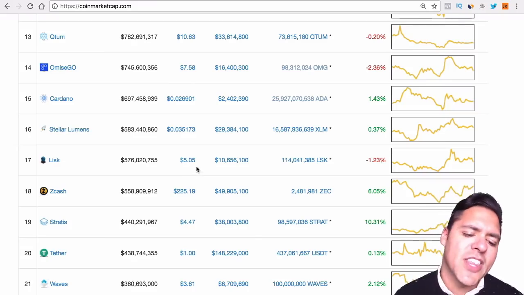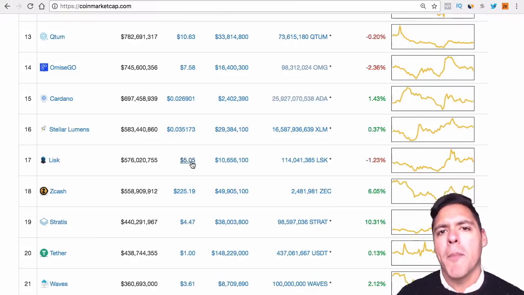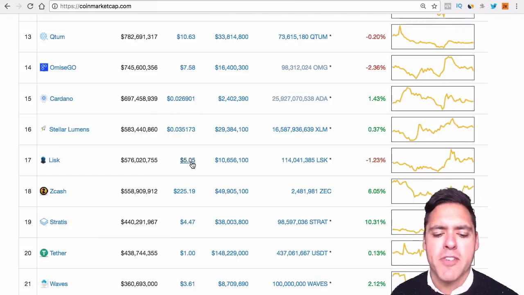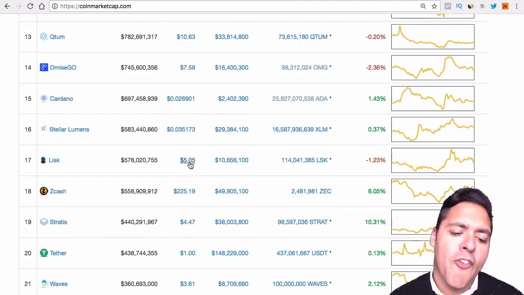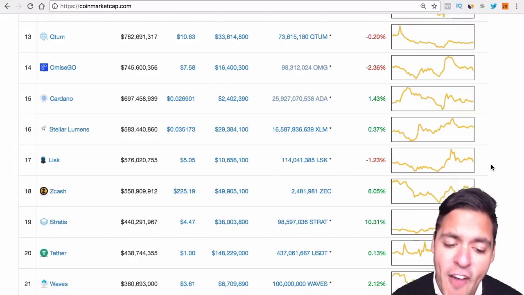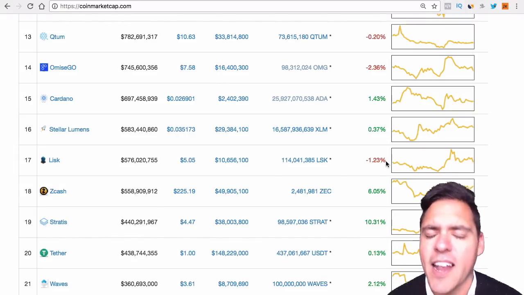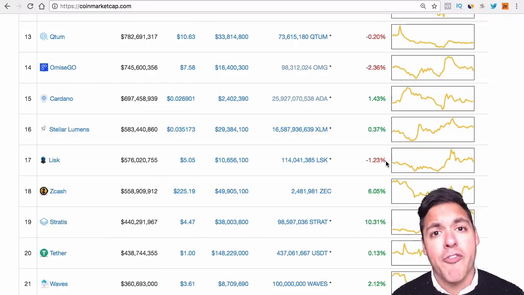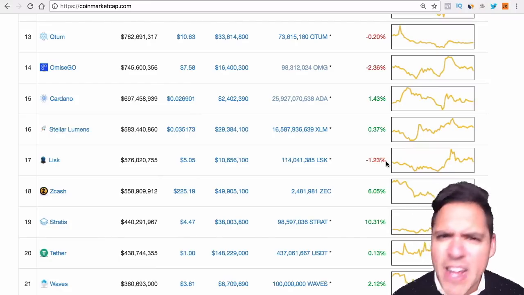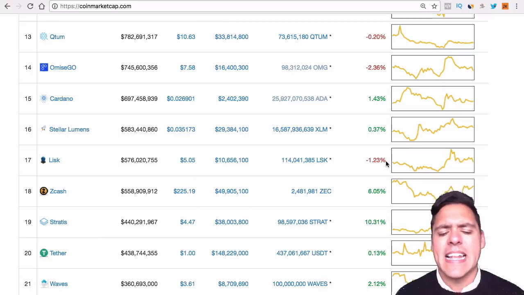So you can see that Lisk is currently at number 17 most valuable cryptocurrency in terms of market cap. It's currently $5.05 at the moment. It's currently on a dip, and the highest value it's ever achieved is $8.13, which was relatively recently. So what is Lisk?